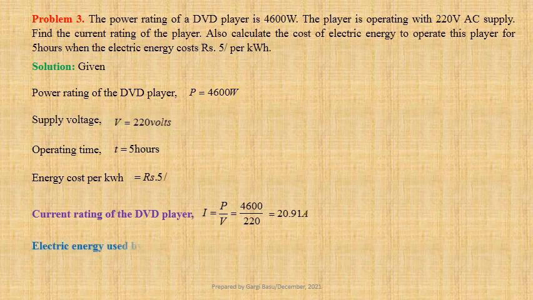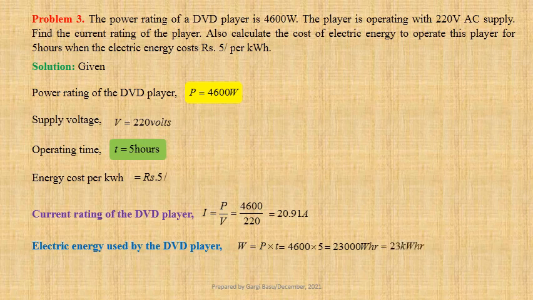Electric energy used by the DVD player W = P × T. Using values we get 4600 × 5, that is equal to 23,000 watt hours or 23 kilowatt hours. Cost of electric energy = rupees 5 × 23, that gives us rupees 115.